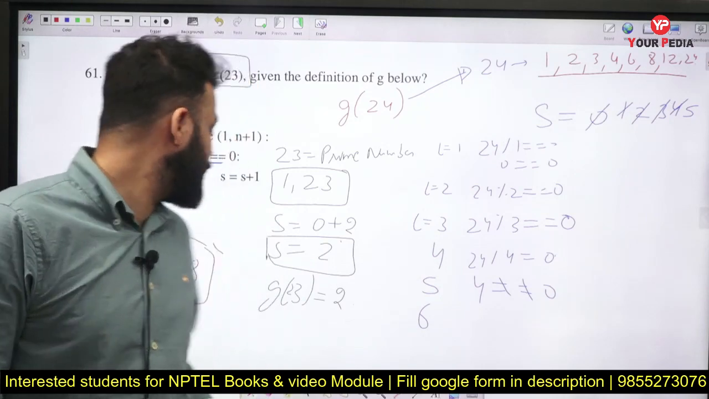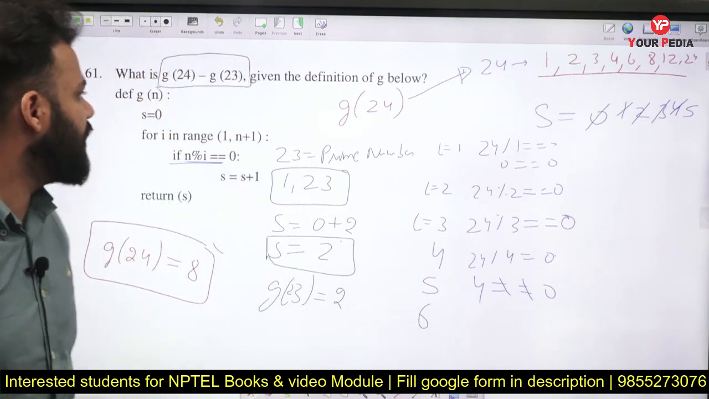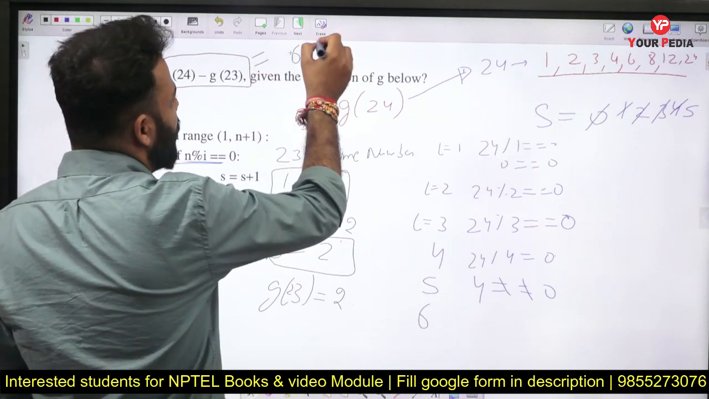So the question is asking what is G24 minus G23. So G24 is 8 and G23 is 2, so 8 minus 2 is 6. So the answer to this question is 6.